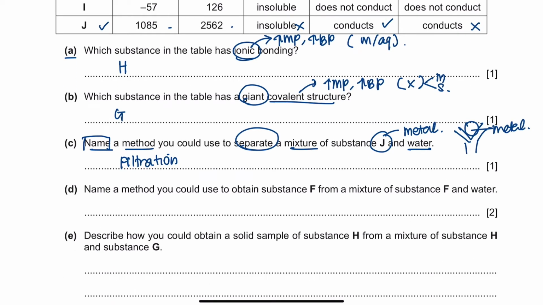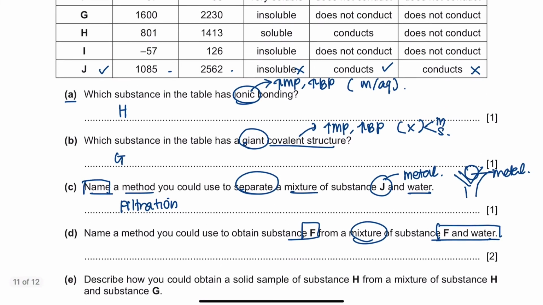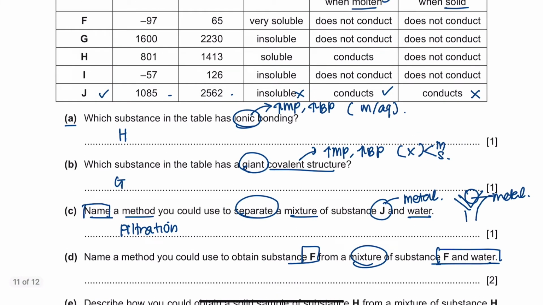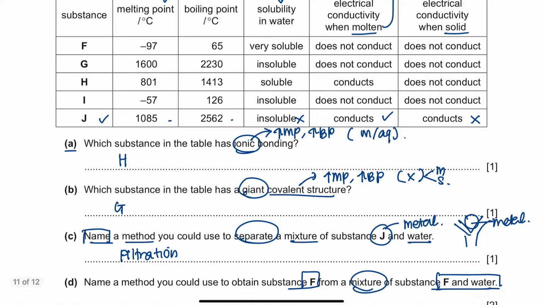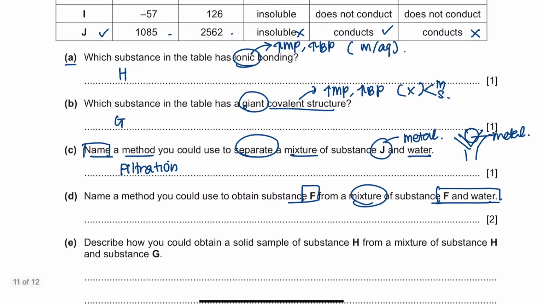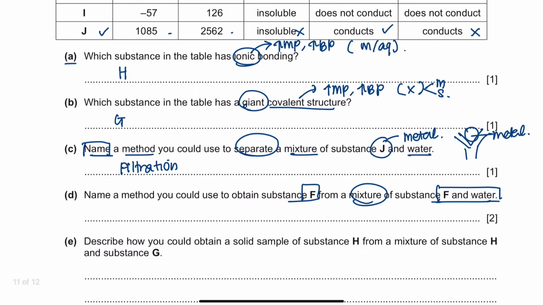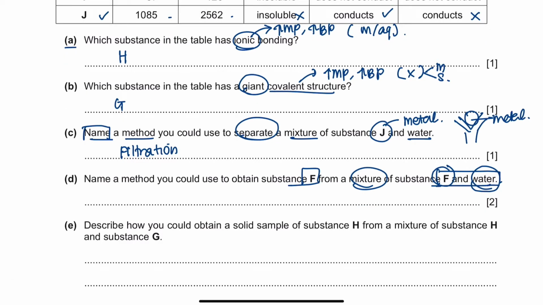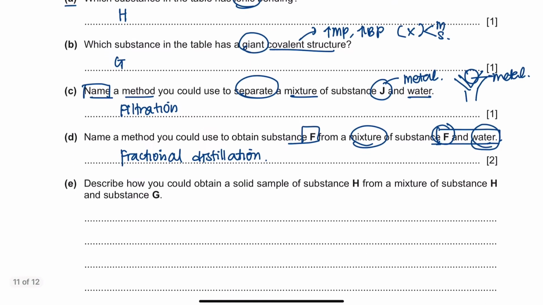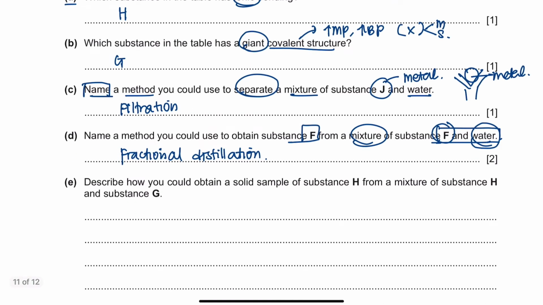Question D, name a method you could use to obtain substance F from a mixture of substance F and water. Now let's look at what substance F could possibly be. Substance F has relatively low melting point and boiling point. It is soluble in water. If it is soluble in water, and we will also be separating it from a mixture of that substance itself from water, that means this would require us to do fractional distillation. Remember, when you have a few mixtures combined together, you will require fractional distillation as it is more complex to separate them.